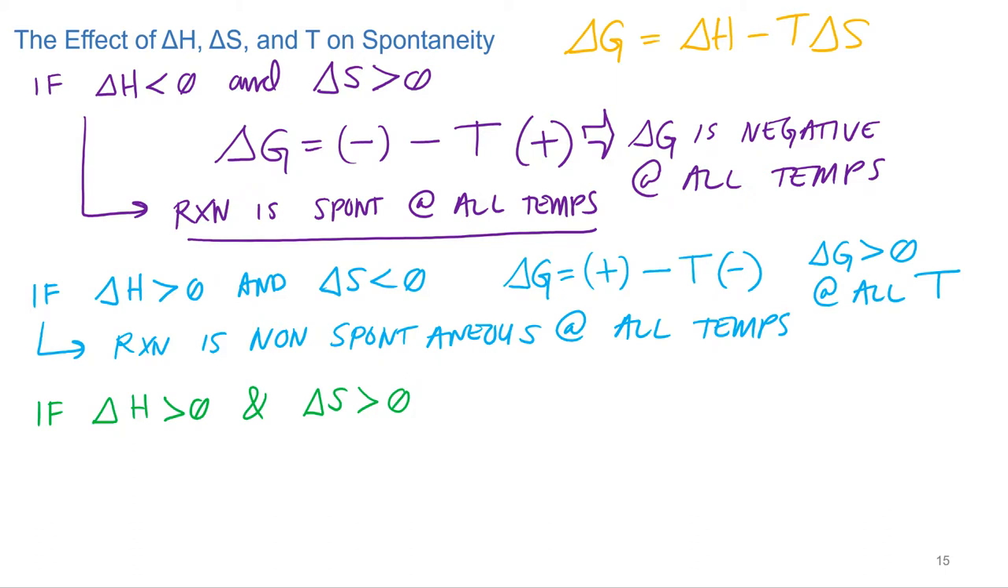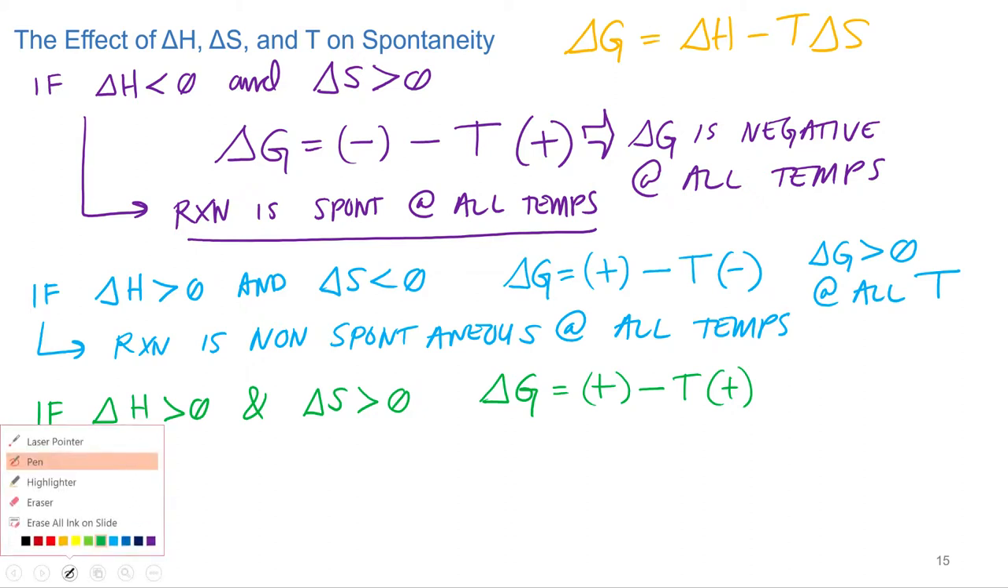Endothermic's bad for spontaneity. Increasing entropy is good. So which wins out? Well, it's going to be temperature dependent. So let's think about this. Delta G equals a positive minus T times a positive. So it really depends which is going to be bigger. And so there's going to be two scenarios, at a low temperature and high temperature. So let's just play around with some numbers.